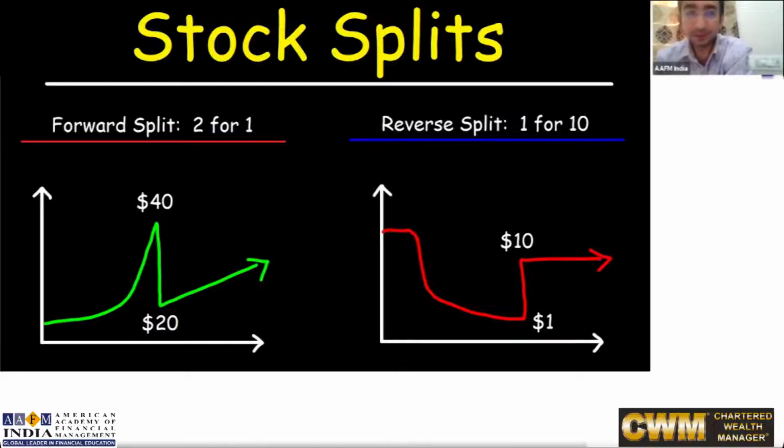Stock splits. Now, companies may at times split their stocks. So one stock can become 2, or one can be divided into 5, or into 10 shares. Likewise, one share can be split into multiple shares. Now, why does this happen? Generally, when a stock is split, assuming the share price is 1000 rupees and the face value is 10 rupees, one share is equal to 1000 rupees.